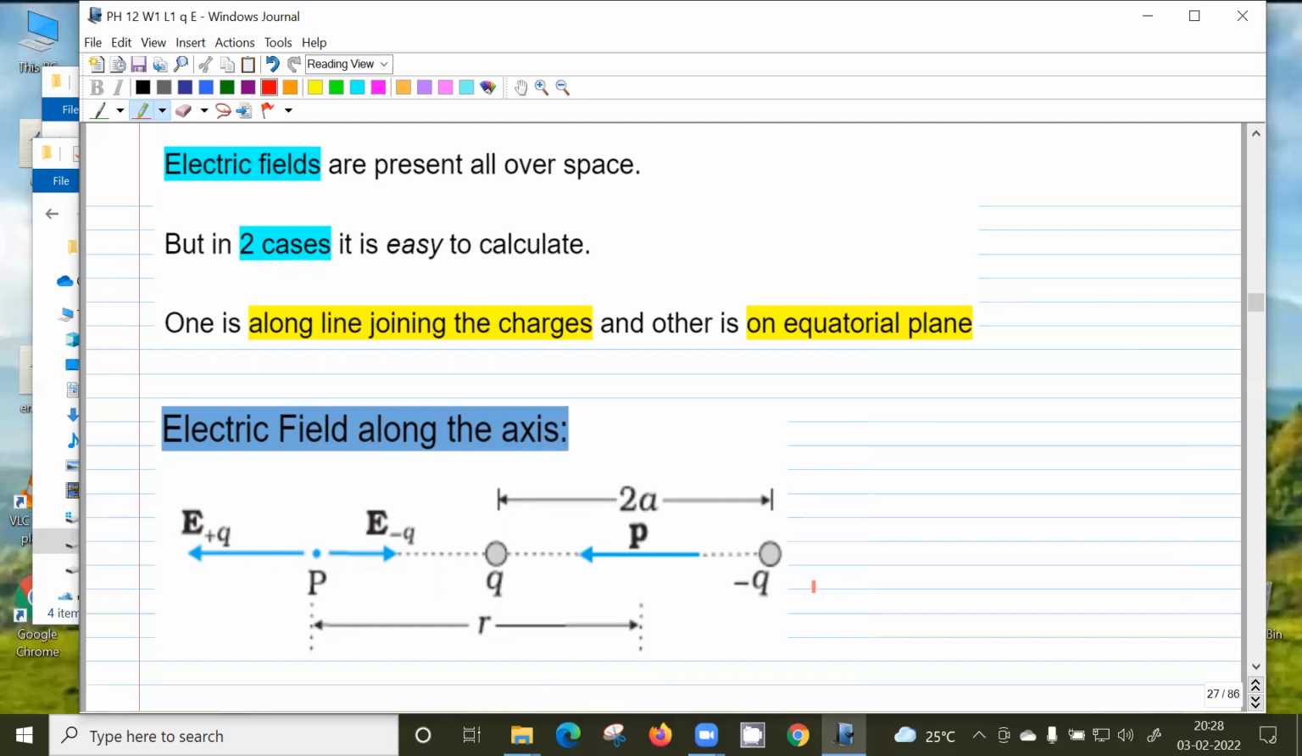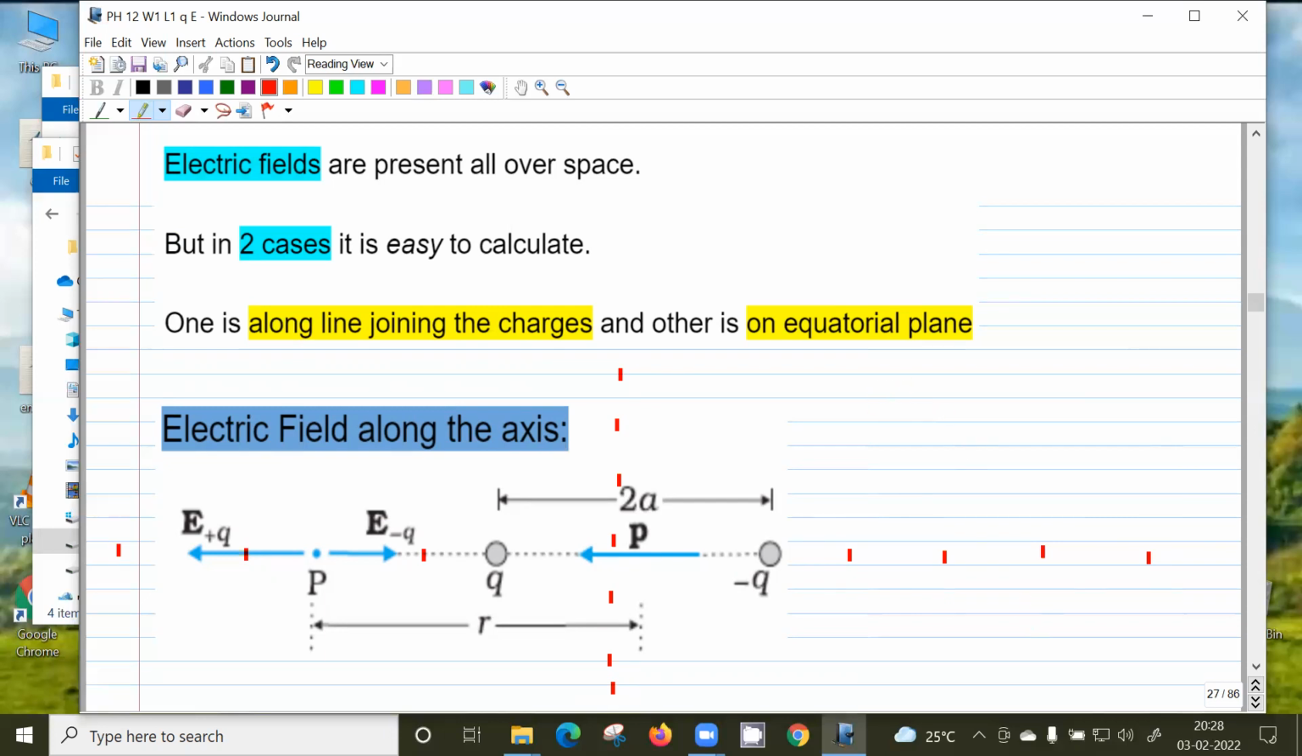So this is the dipole, minus q and plus q. This is the set of points. These points are called points on the equatorial line. This is the axis of the dipole. So along the axis of the dipole, we can get some set of points. Another set of points is in the middle, in a perpendicular plane. This is called the equatorial plane. The plane is perpendicular to the line joining the two charges. And along the axis, it's called points along the axis. So for these two sets of points, we can find the electric field easily.